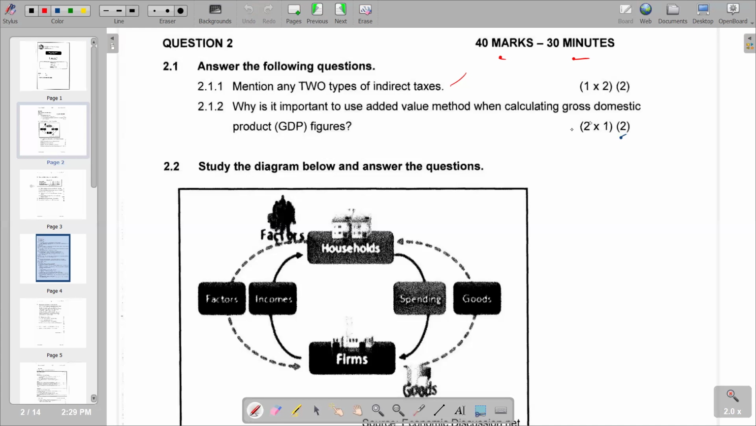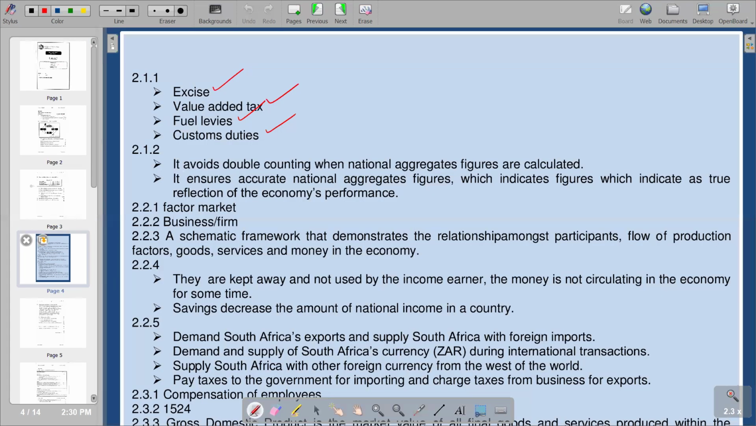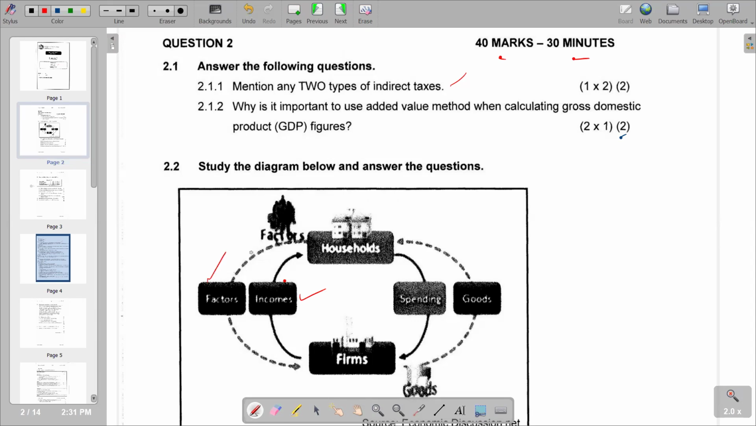Question, calculating gross domestic product. We're going to see that first we can talk about the issue of accuracy. It ensures accurate national aggregate figures. And then we can also talk about the advantage of avoiding double counting. It avoids double counting. So those are the reasons that are mentioned for national aggregate figures. So basically that's the standard that we have in terms of the diagram.